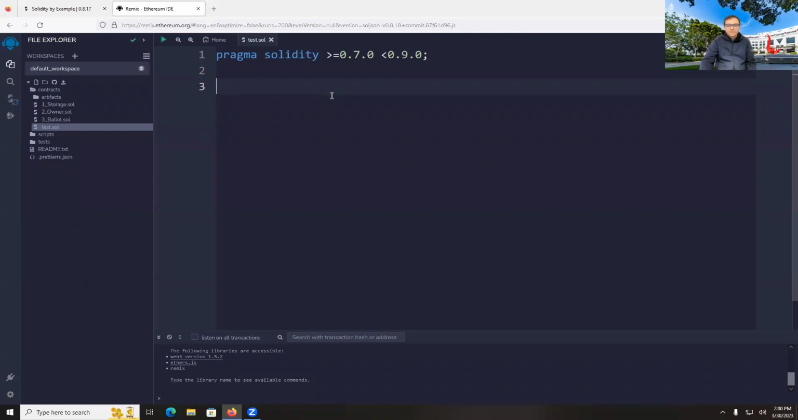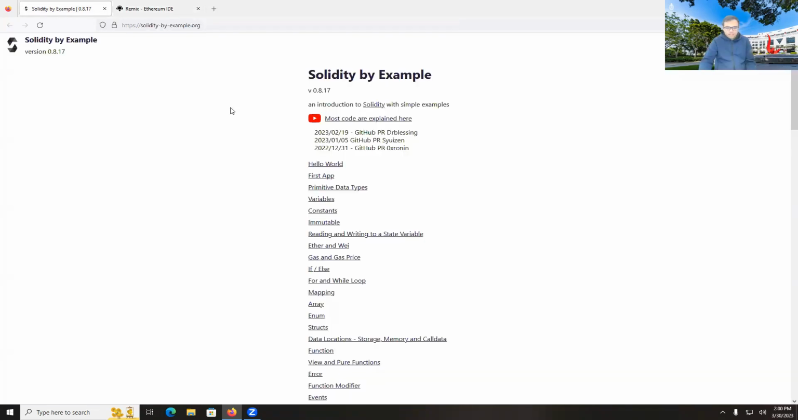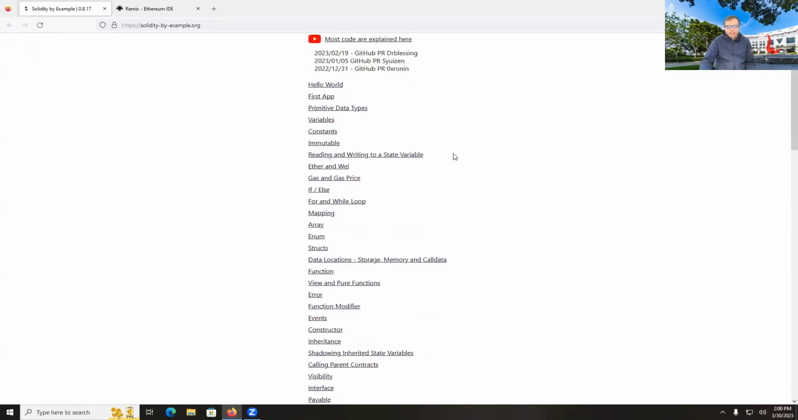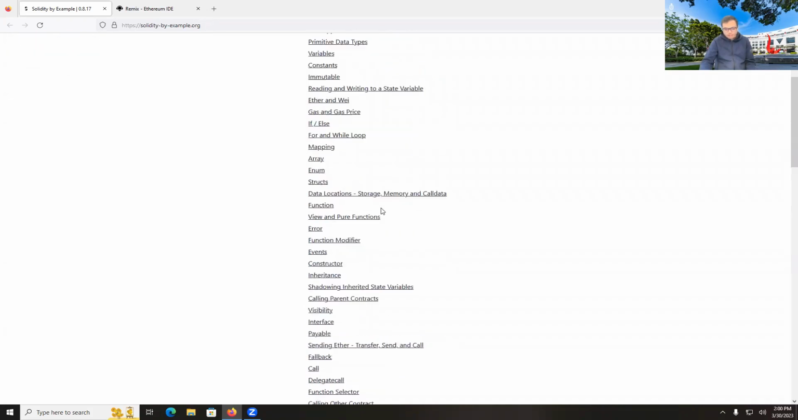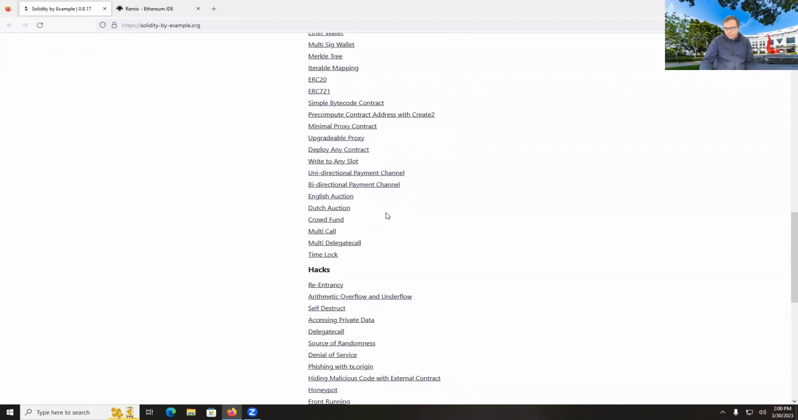I'm happy that we're finally at the part of the course where I get to do some lightweight coding for you, but I'm not going to teach you too much Solidity. So if you want to learn Solidity, use this website. This is great, Solidity by Example. It basically explains all the main things that you need to know. In this course, we're of course going to use Solidity, but we're not focused on Solidity.